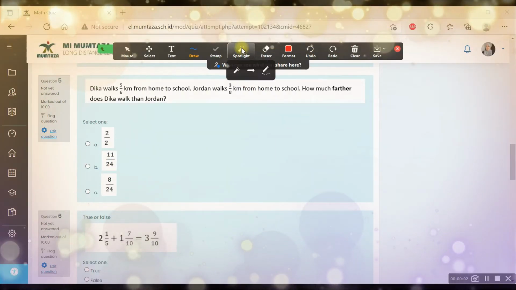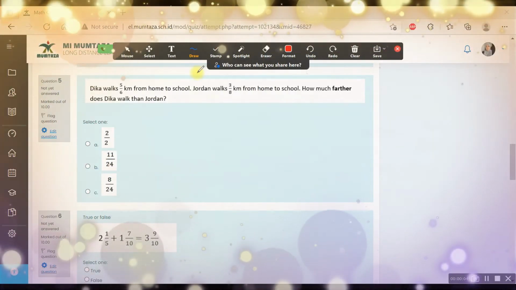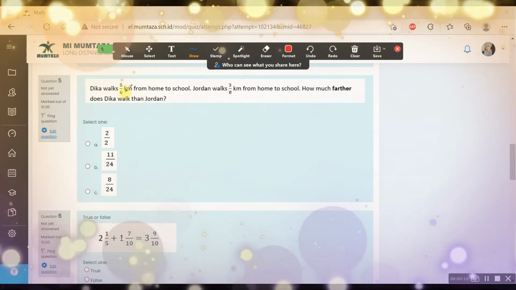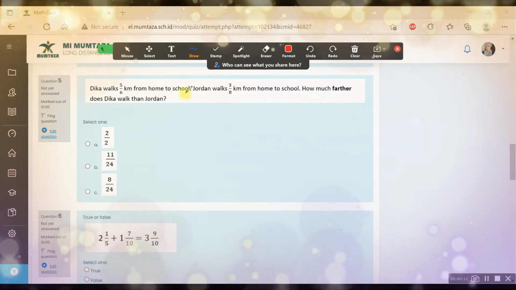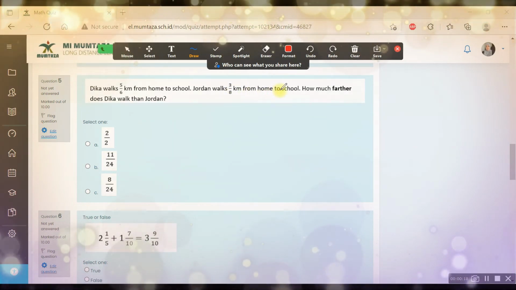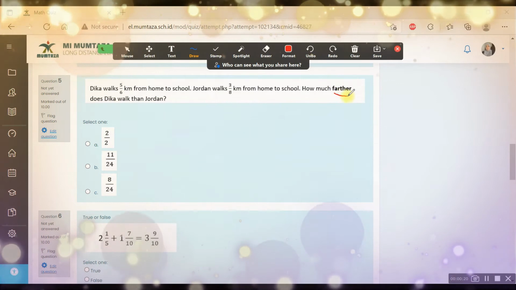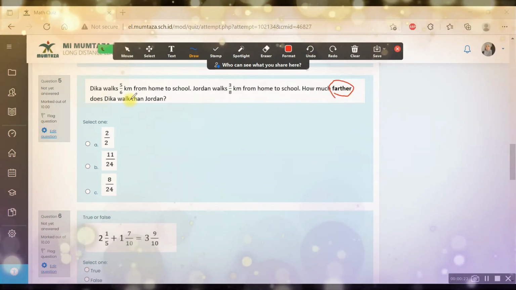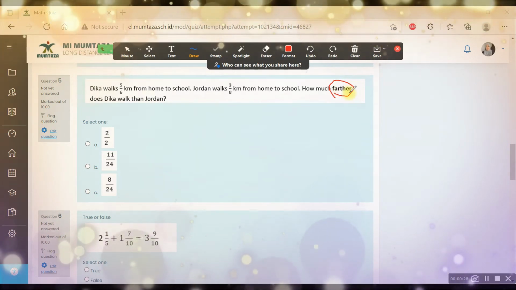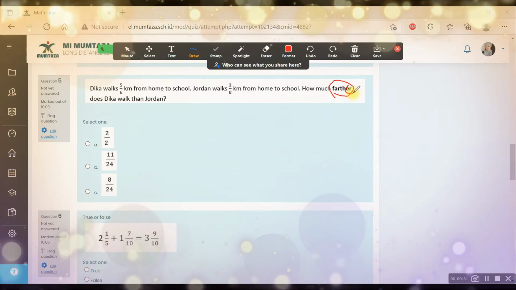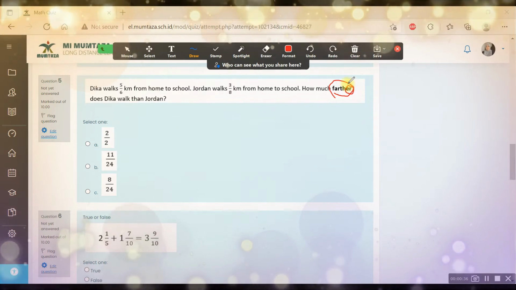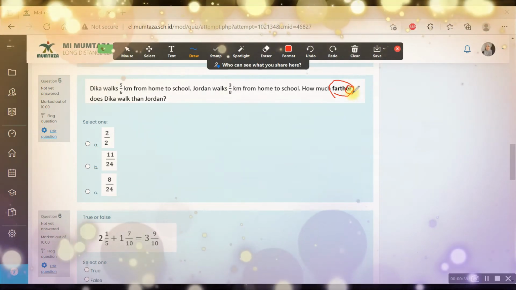Okay. Number 5, it's a word problem again. Dika walks 5/6 kilometers from home to school. Jordan walks 3/8 kilometers from home to school. How much farther does Dika walk than Jordan? Because farther has the 'er' here, meaning more, this is the keyword of subtraction.